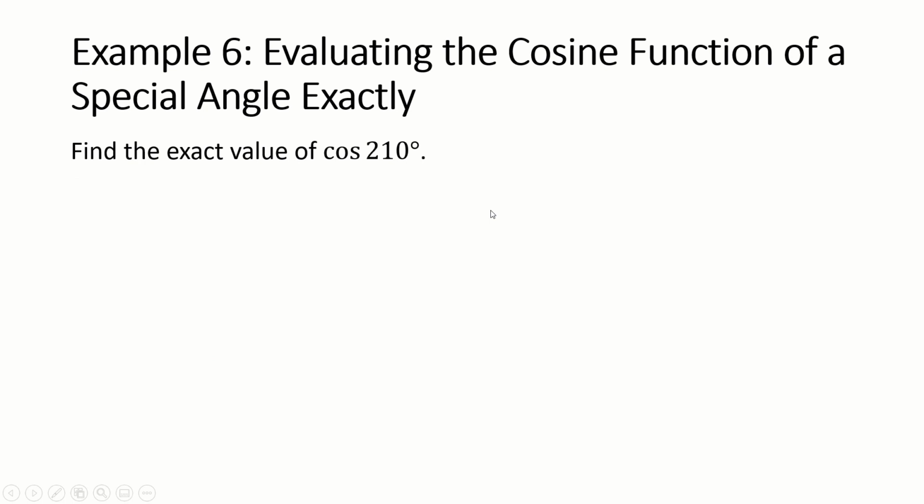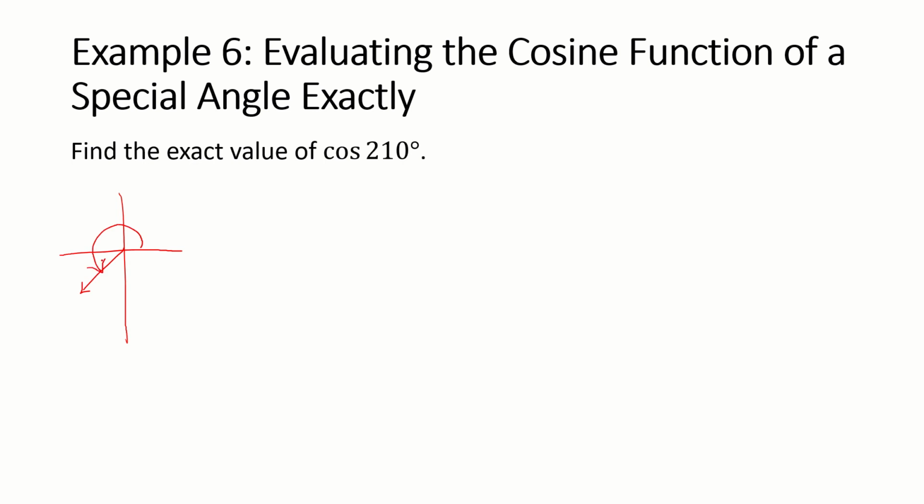So let's continue to our example 6. Let's evaluate the cosine function of a special angle exactly. So we're asked to find the exact value of cosine 210 degrees. You're already given the unit circle, so that means you just have to locate 210 degrees there. Please check yung pina-screenshot ko during our synchronous session. You will notice that 210 degrees is more than 180 degrees, but it's lower than 270 degrees. So meaning nasa quadrant 3 yan.